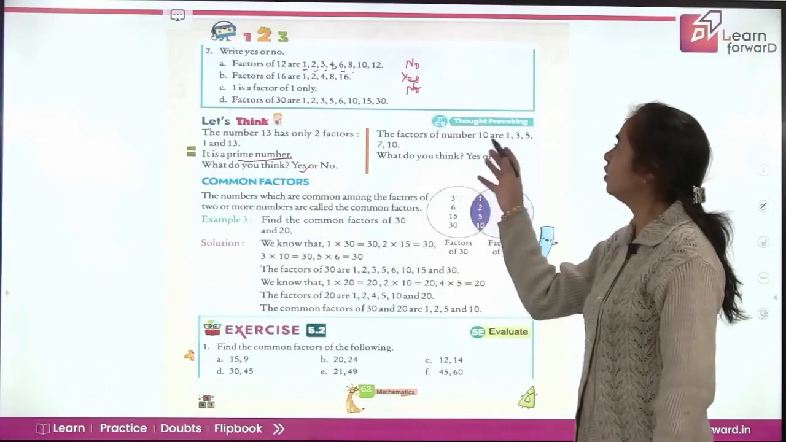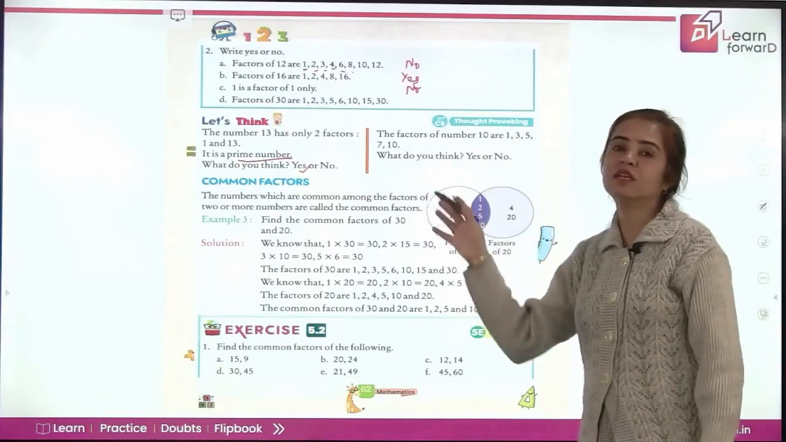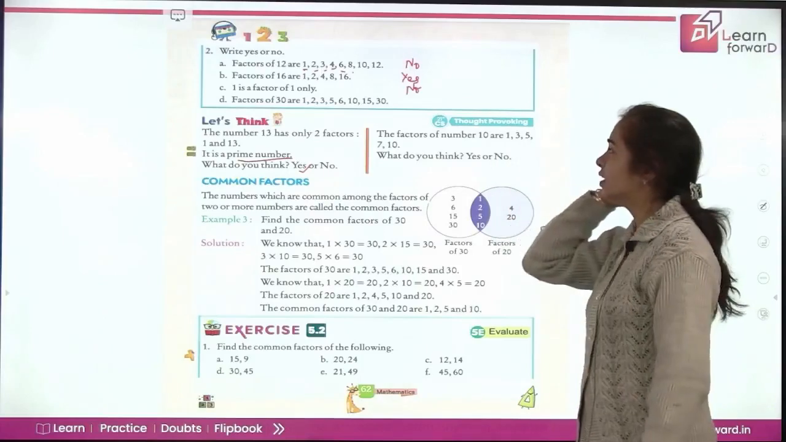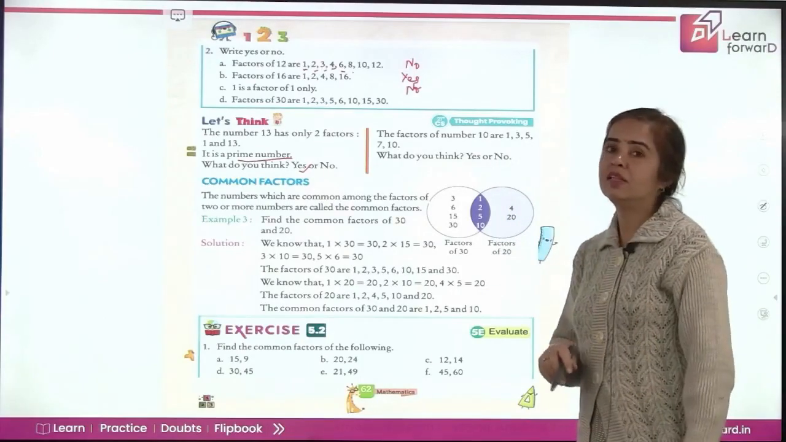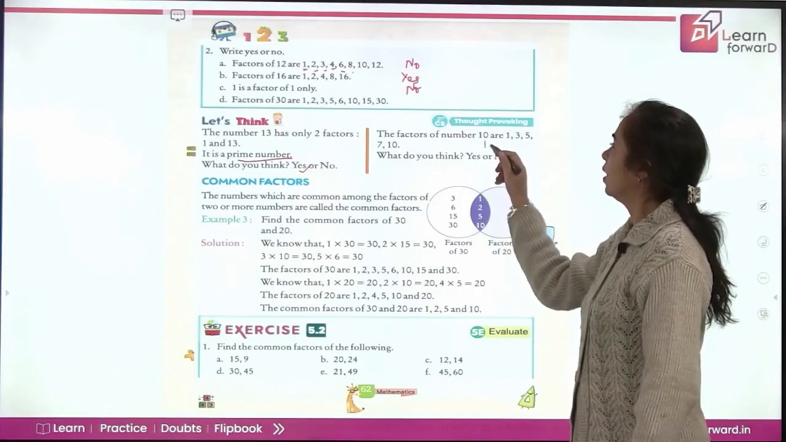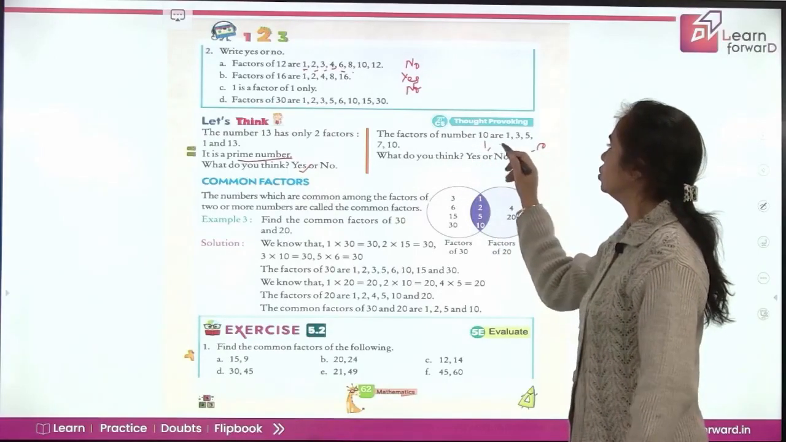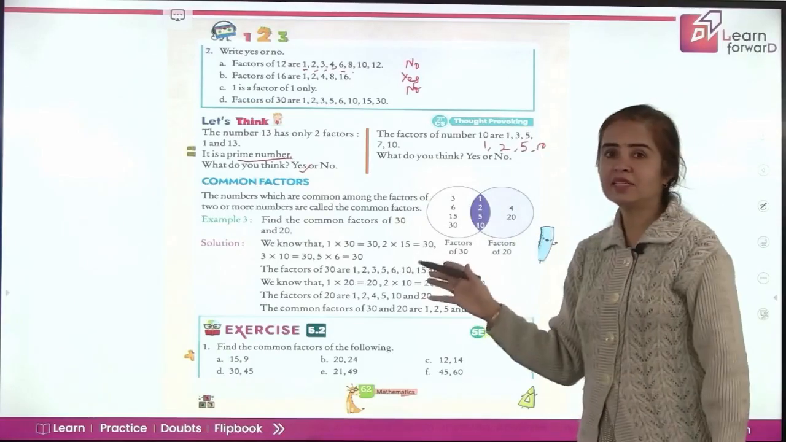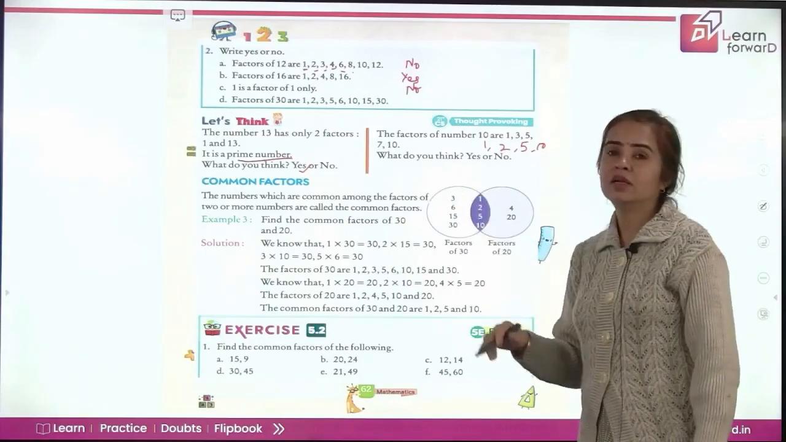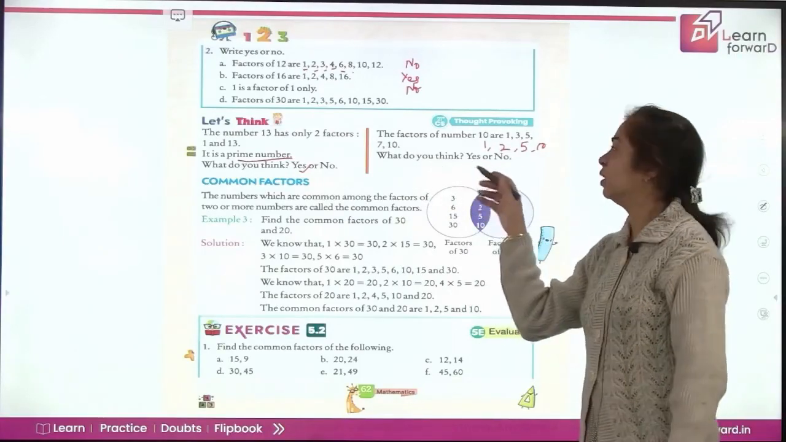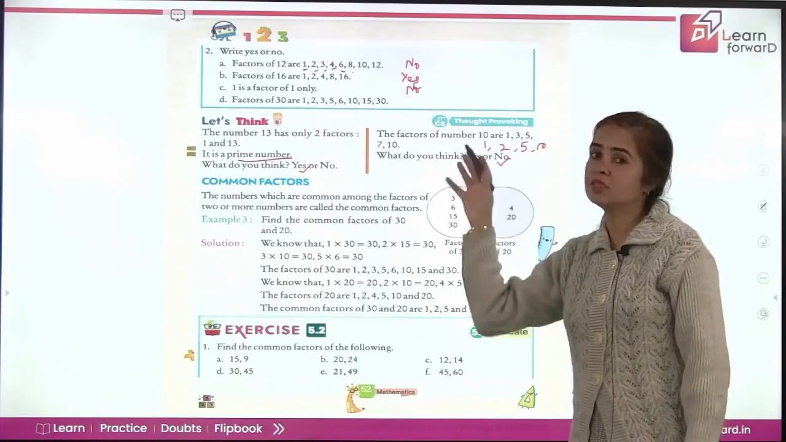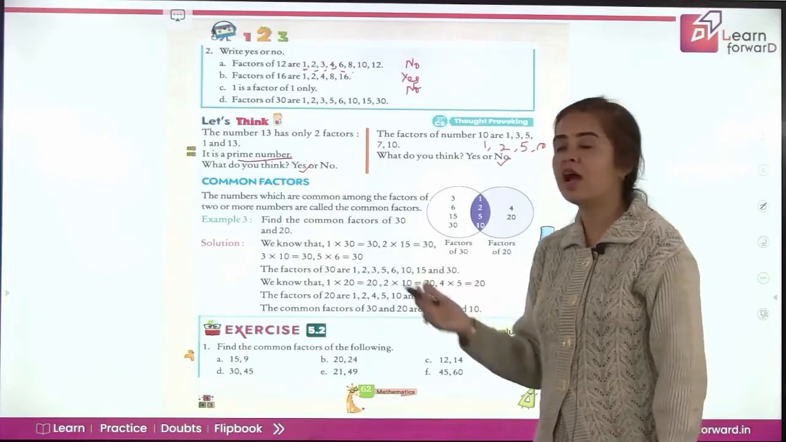The factors of number 10 are 1, 3, 5, 7, 10. Is it correct? Are these the factors of 10? They are not. Let us list the factors of 10. What are the factors of 10? 1, 10, 2, 5. That's it. So, it is 1, 2, 5, 10. Now, what do you think? Is it correct? No, it is not. So, your correct answer here is no, because the factors for 10 which are given here are not correct.